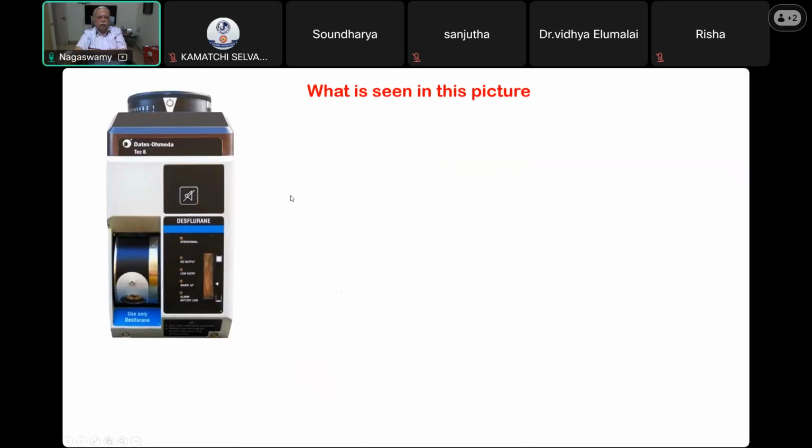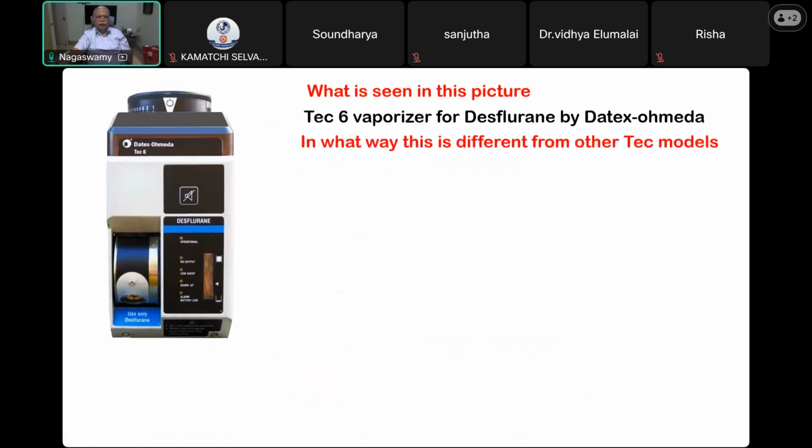Again, coming back to the spotter, which is commonly kept in the exam, what is seen in this picture is a desflurane vaporizer. Okay. In what way is this different from other vaporizers? Electronic. It's an electronically driven vaporizer, electrically operated, electronically controlled temperature.